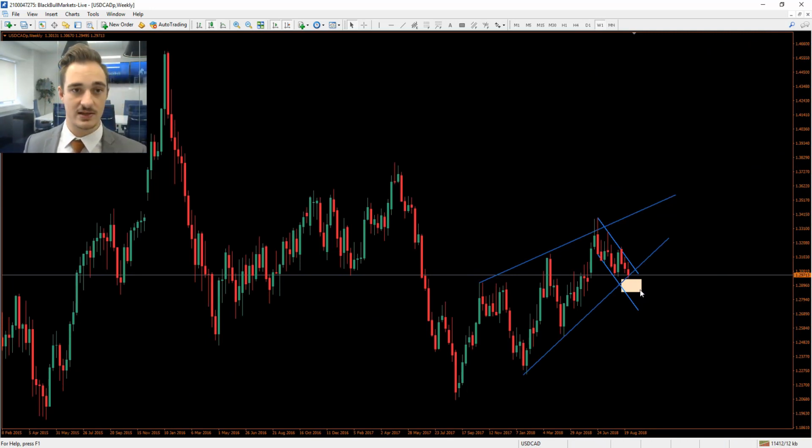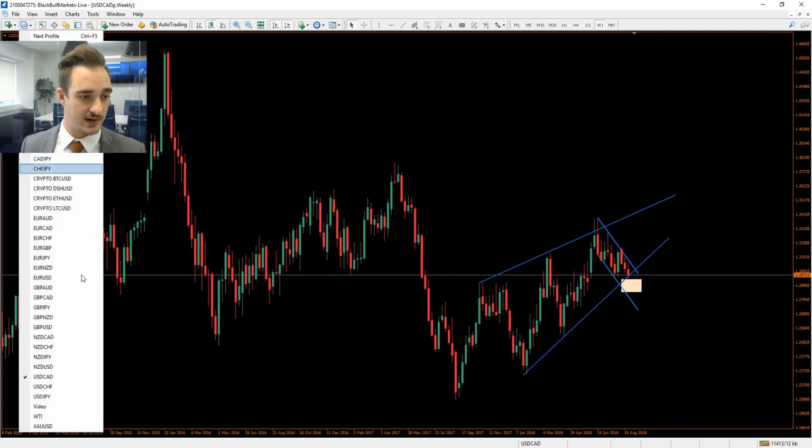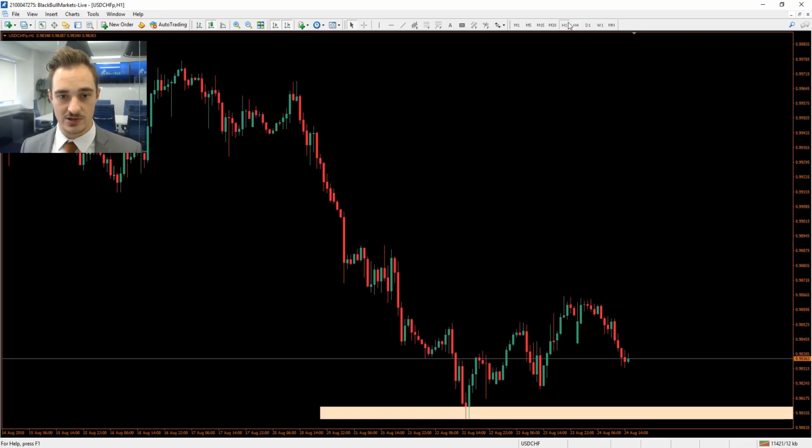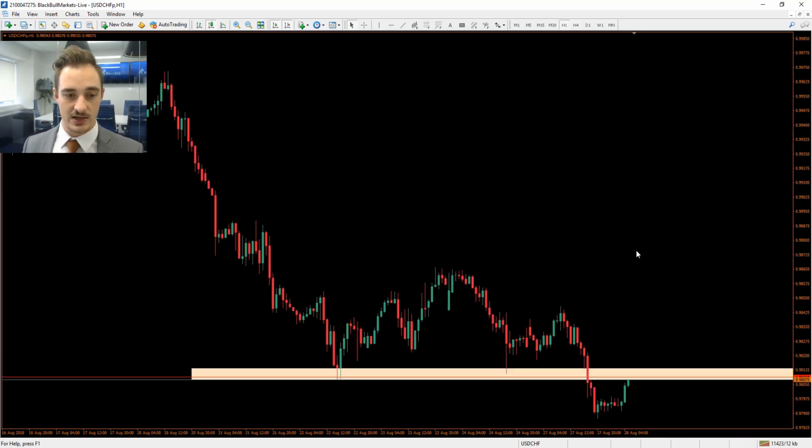And the last one we're looking at is the US dollar Swiss franc. So this is a similar situation to the previous ones. We had a low and a retracement, and then a breakthrough with a very nice strong candle. Now we've got the retest on that zone. So a potential move to the downside if it does bounce.